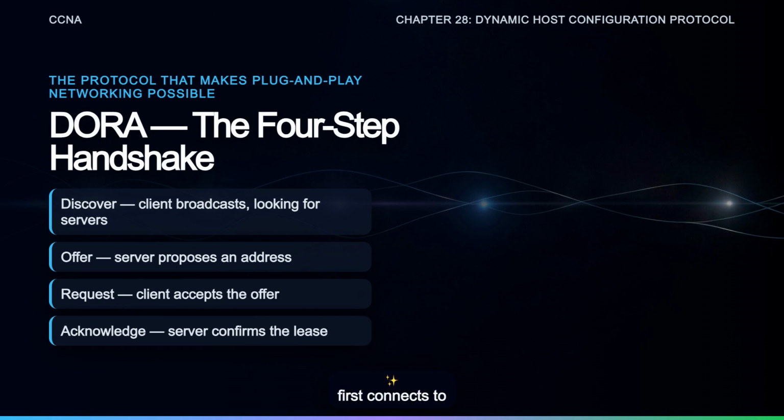When a device first connects to a network, it has no IP address and no idea where a DHCP server might be. So it starts a 4-step handshake called DORA. D for discover, O for offer, R for request, A for acknowledge. The client sends a discover message as a broadcast, source address 0.0.0.0, destination 255.255.255.255. It's essentially shouting into the network, anyone out there have an IP address for me?